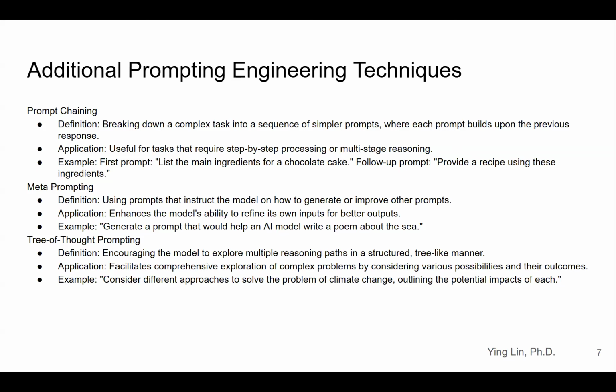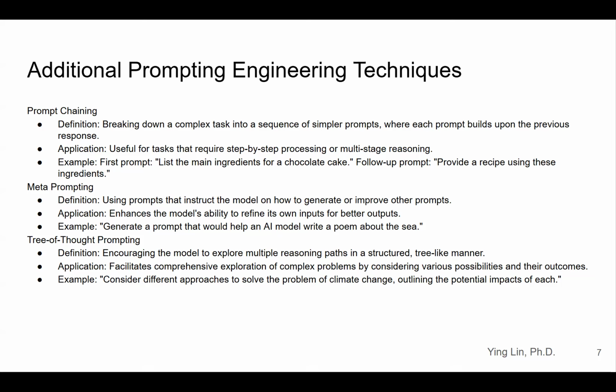Next, let's look at a few more advanced techniques. One is prompt chaining, that is to break tasks into step-by-step prompts. Meta prompting is creating prompts that refine AI-generated prompts. And tree of thought prompting encourages structured and multi-path reasoning. First, let's look at prompt chaining that structures tasks step by step.